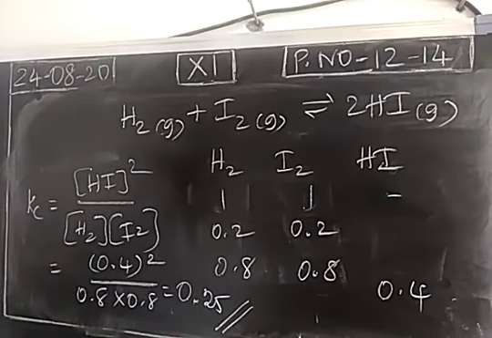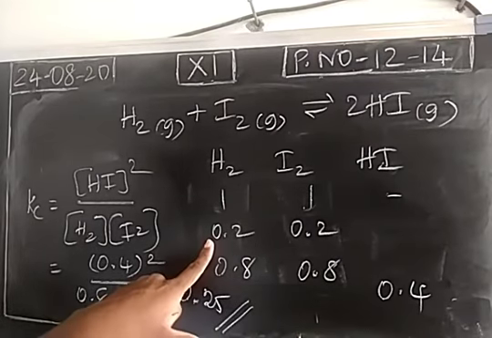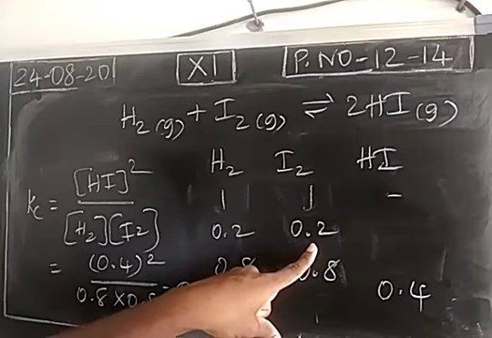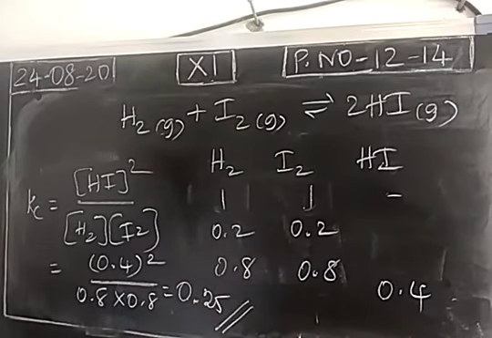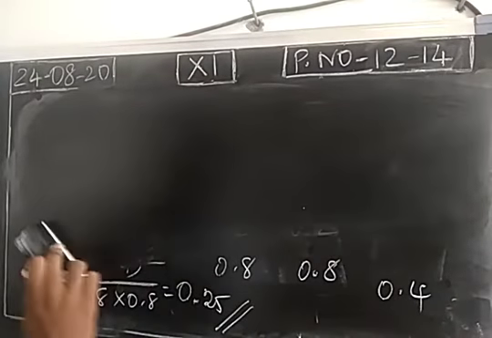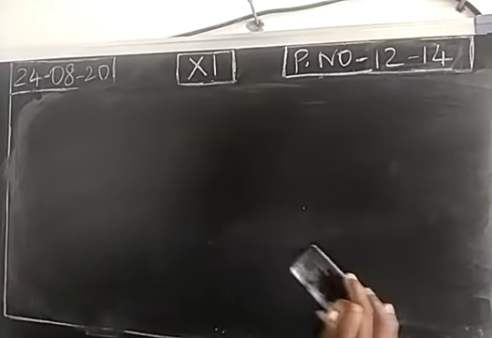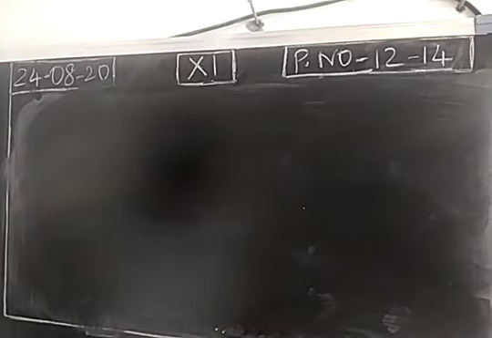So this is a 3-mark problem. In the formation of hydrogen iodide, they have given the initial concentration and the concentration of product at equilibrium, from which we calculated how many moles of reactant are converted into the product, the remaining number of moles of reactants, and the equilibrium concentrations. Using the equilibrium concentrations, we find the Kc value as 0.25. Next, public 5-marker: derive the equilibrium constants for the dissociation of PCl5.